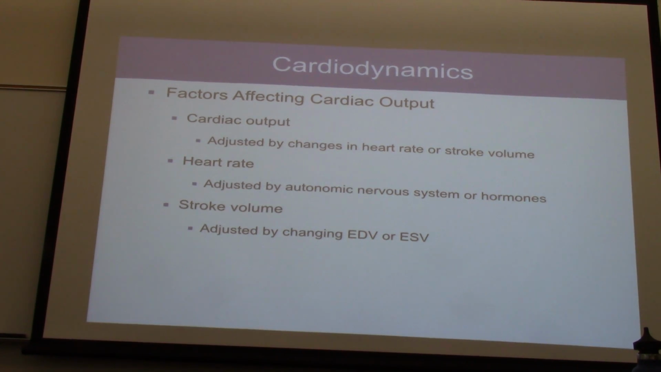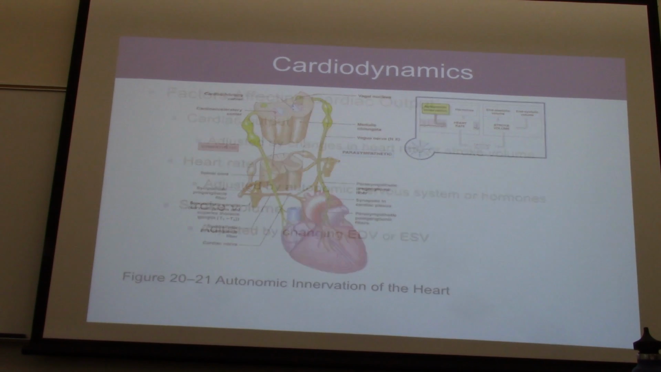We can adjust people's heart rate really easily. We can give them epinephrine. That'll run their heart rate up really fast. Will it change their stroke volume? Nah, probably not. So we can change heart rate. We'd like to think we can change stroke volume, because we always want to be able to change cardiac output for the better.